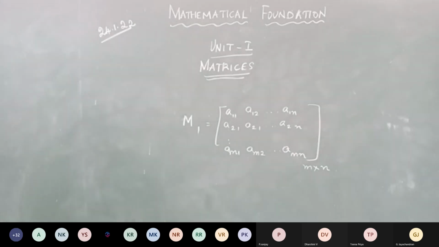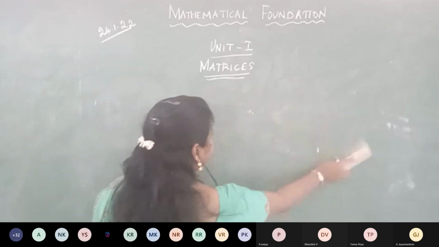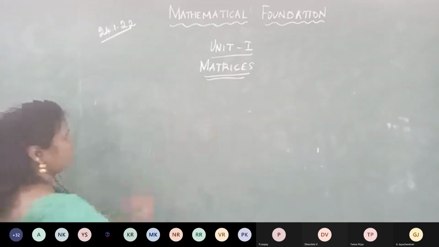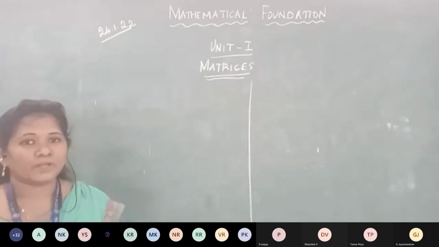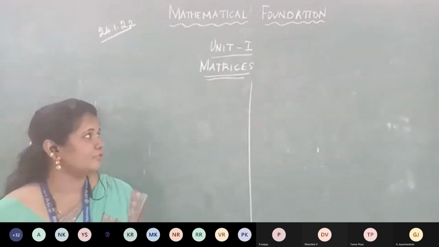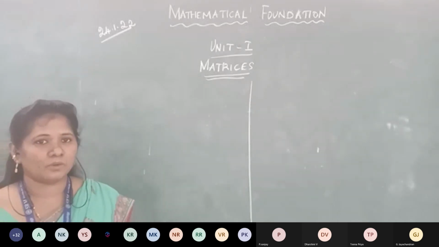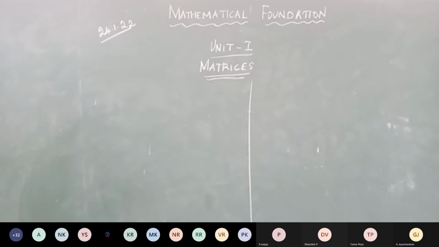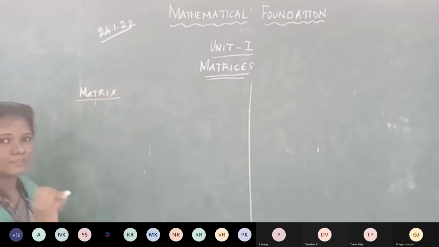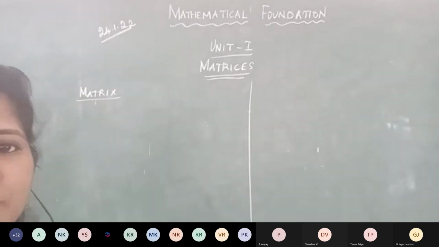So first we will write your definitions, then we will go on to your problems. Since you are all very silent, I thought we can write the definitions first. Write your definitions, put today's date, write Unit 1, write matrices, and then we will start with the matrix definition. First we will write what is a matrix. Write your heading as matrix. You are all able to see the board, isn't it? Yes, ma'am.